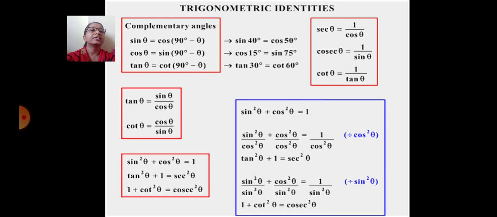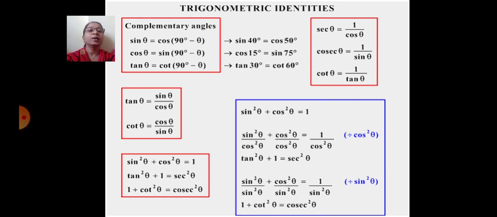Then the next box, right hand side, sec theta is equal to 1 upon cos theta. It gives the interrelation between the trigonometric ratios. Cosec theta is equal to 1 upon sine theta, and cot theta is equal to 1 upon tan theta. Similarly, tan theta is equal to sine theta upon cos theta, and cot theta is equal to cos theta upon sine theta.